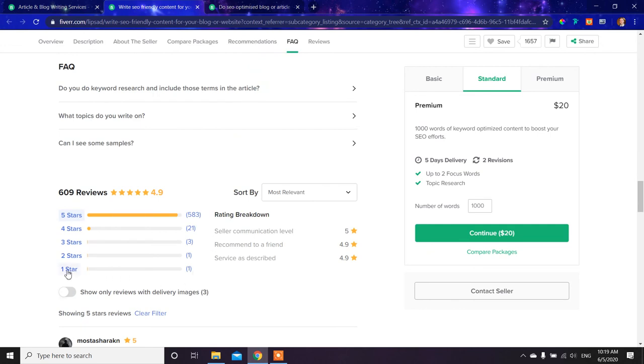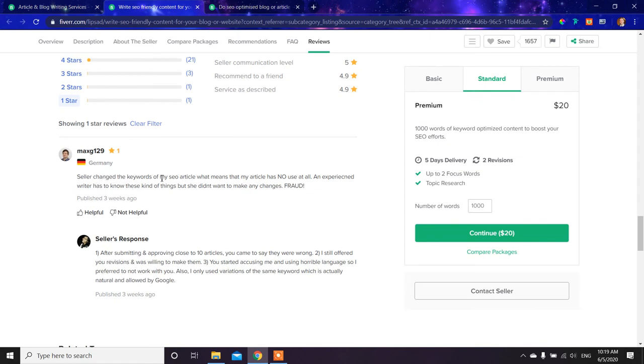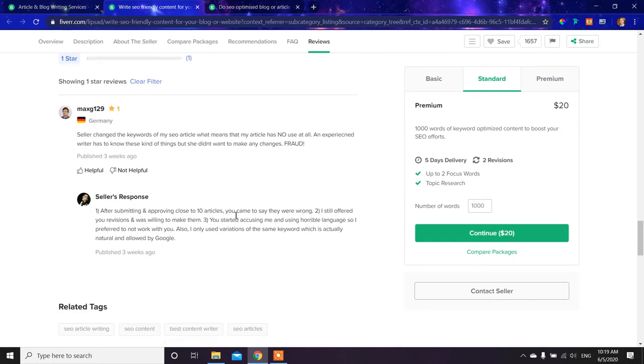I want to show you guys really quickly the one-star review. Seller changed my keyword of the SEO article, which means that my article has no use at all. Fraud. Great. But then you see her response to this. After submitting and approving close to 10 articles, the person said they were wrong, offered revisions, was willing to make them, started accusing them of horrible language.